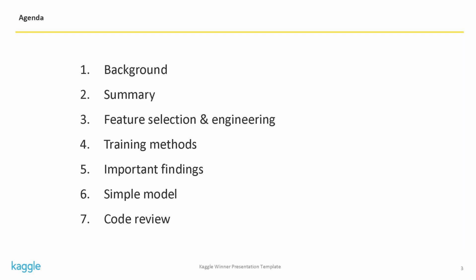Our presentation will cover the following key sections. We will begin with an overview of the background and motivation for the competition. Then, we will summarize our approach, followed by a discussion of feature selection and engineering, the training methods we used, and the important findings we encountered during the process. Finally, we will highlight the performance of our simple model and conclude with a code review. We will also leave time for a Q&A at the end.